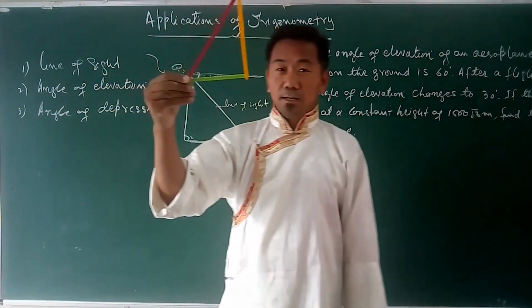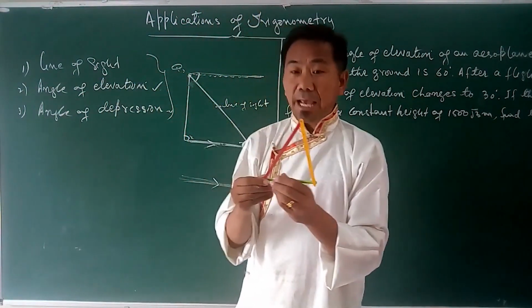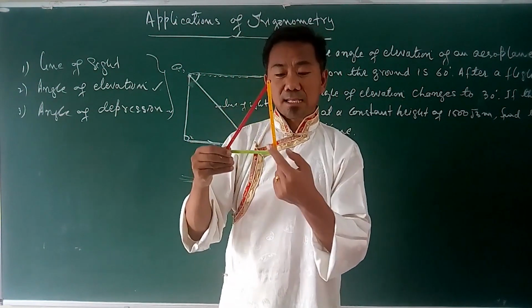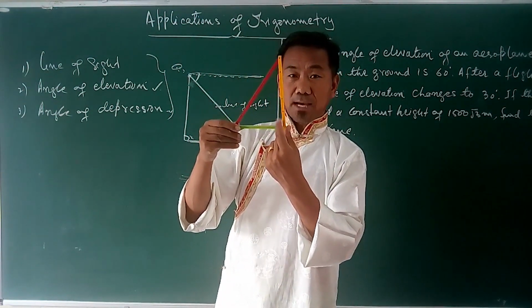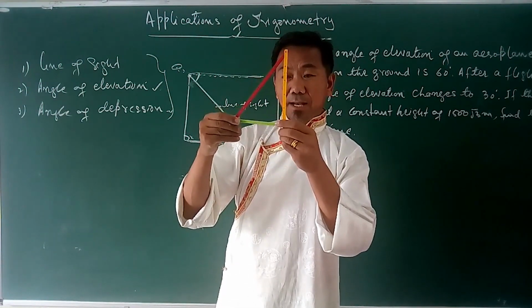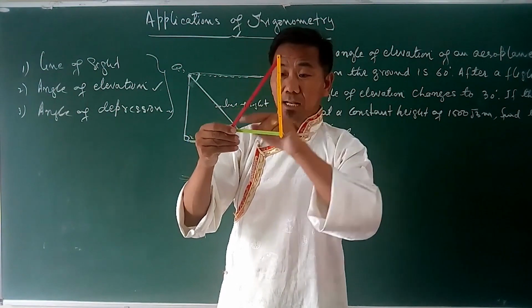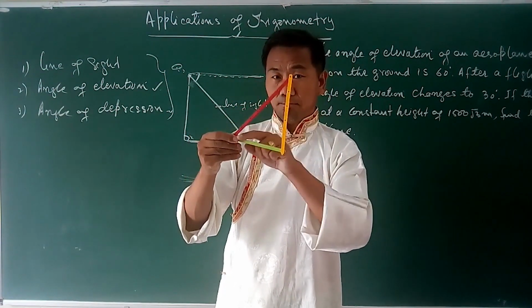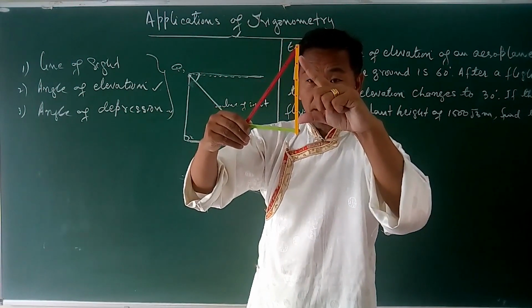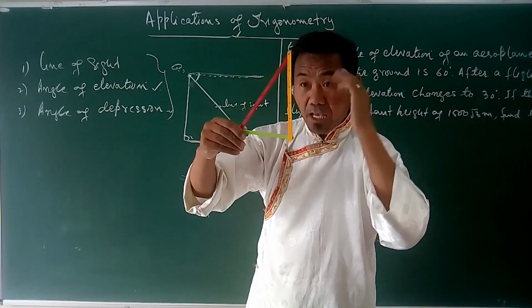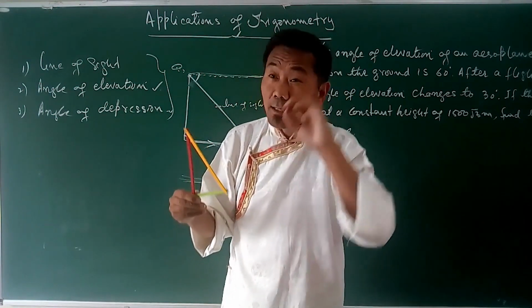Every triangle is a right angle triangle. So suppose say this is the right angle. If you are going to find the height of this, the height is given.